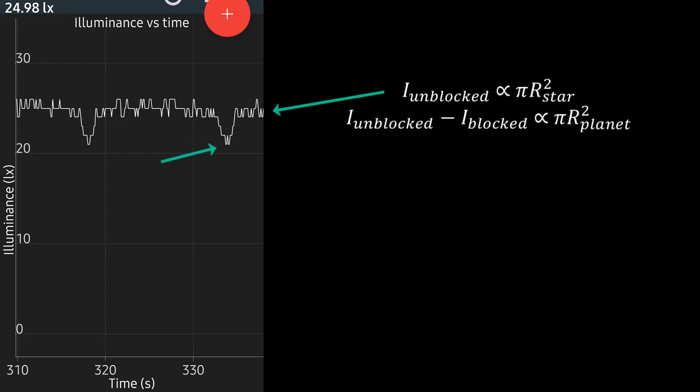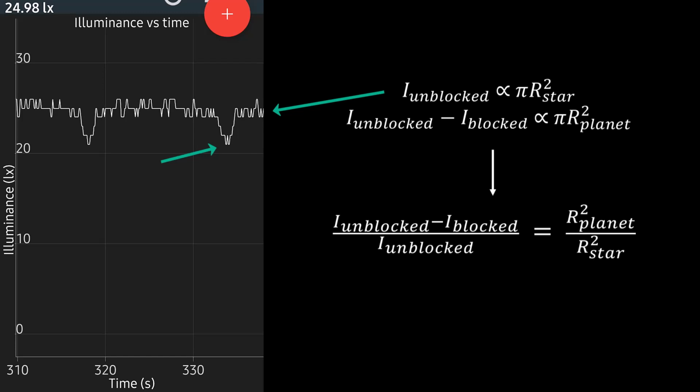With these proportionalities in hand, we can see that the ratio of the numbers on the left side and the ratio of the numbers on the right side are equal, where the ratio on the right side has the pi's cancel out. As such, if we have measurements of intensity and we know the radius of the star, we can use these to calculate the radius of the planet.